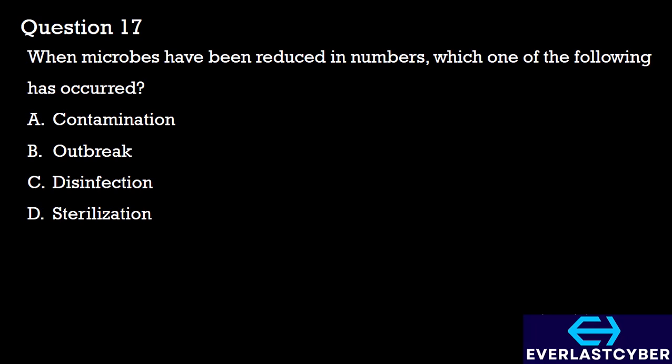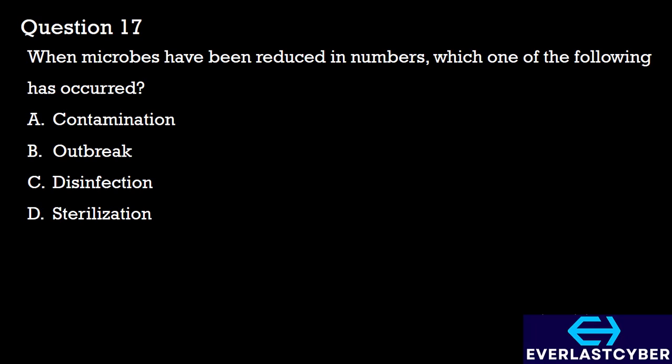A. Contamination. B. Outbreak. C. Disinfection. D. Sterilization. Contamination is the presence of harmful microbes on a surface. An outbreak is the occurrence of more cases of a disease than what is normally expected in a given area.